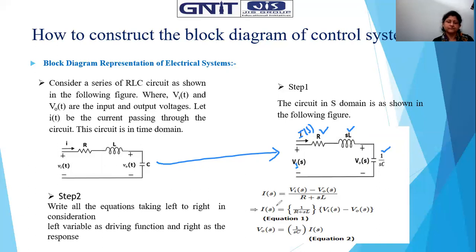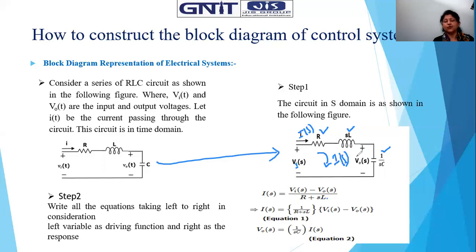Now, as we have to get the transfer function, we need IS to get the output voltage VOS. So what is the IS expression? VIS minus VOS divided by the total impedance, R plus LS plus 1 by SC. That is the total impedance, and the capacitor term should be modified, right? 1 by SC. But here, in case of block diagram, we have projected the S-domain circuit.